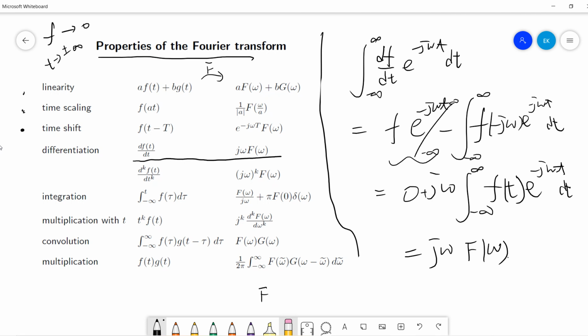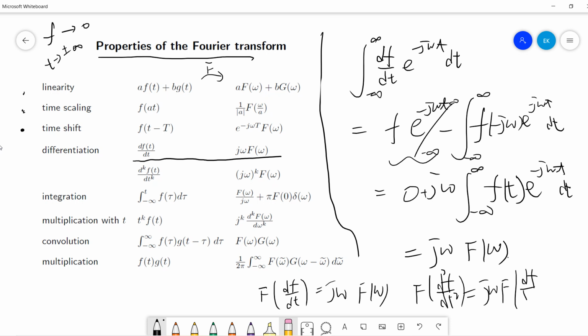So what we have proved is that the Fourier transform of df dt is just j omega F of omega. So the Fourier transform of d square f dt square is basically j omega times the transform of df dt. So it's basically j omega squared F of omega. By induction, if you change these two to be k, then this will be k.